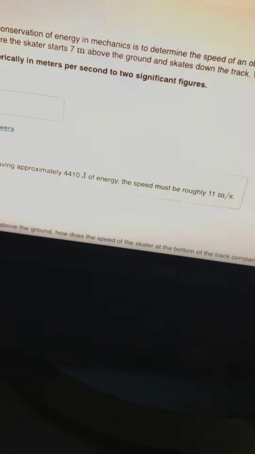And then part H. Or part G, I mean. Wait, how many parts do we have? Part G, yeah, I'm sorry. Not part H. So we have G over here.